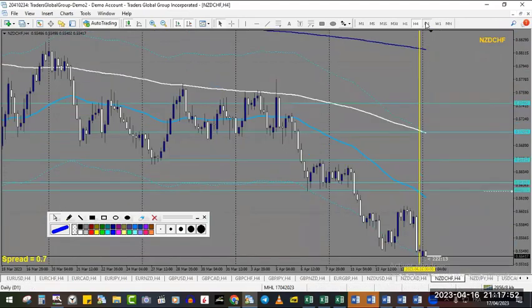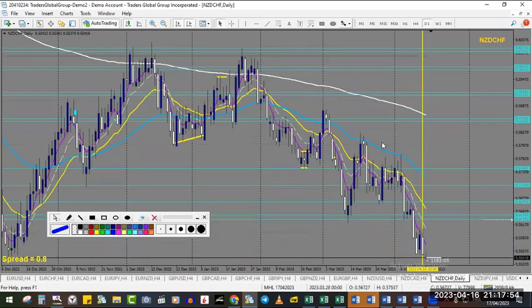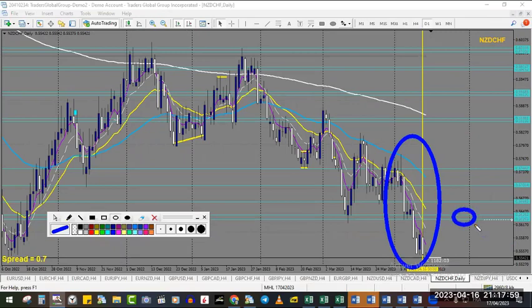New Zealand CHF. So the daily is very impressive going down right there. We have a nice zone of supply right here. And this would be the first level for a sell.